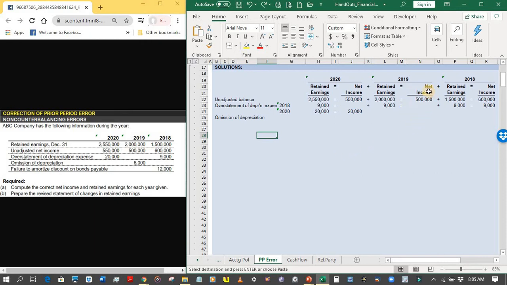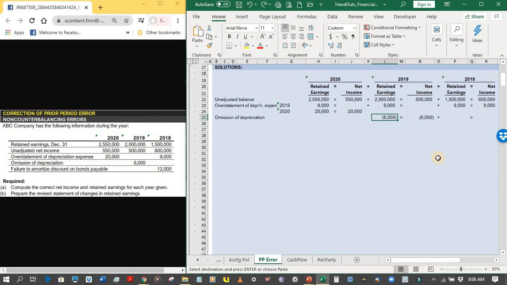So it means that the 500,000 net income in 2019 is overstated by 6,000 pesos. So in order to correct the overstatement of 500,000 pesos, that will be a deduction of 6,000 pesos. And again, since net income is closed to retained earnings, if the 500,000 was closed to the 2 million retained earnings, it means that the 2 million retained earnings is also overstated by 6,000 pesos. So to correct, we need to deduct 6,000 pesos.